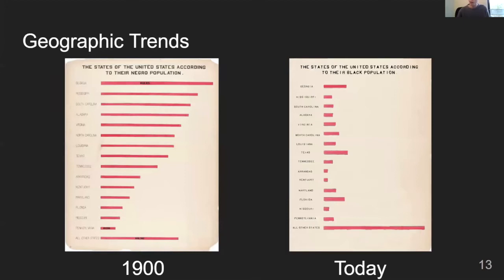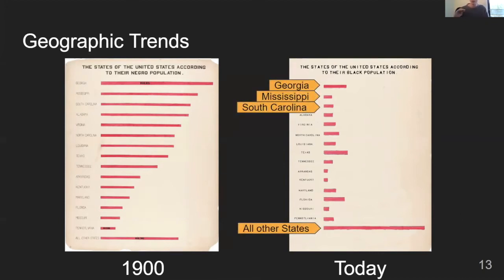And so in the modern day counterpart, we see a much larger distribution. We can now see Georgia, Mississippi, South Carolina. They're no longer sorted by totals. So Dubois' were sorted from most populated to least populated. We decided to keep Dubois' ordering so we could see the shifts. And so we can see that all other states far outnumber the individual populations of Georgia. This is an optimistic reminder that things have changed over the years.